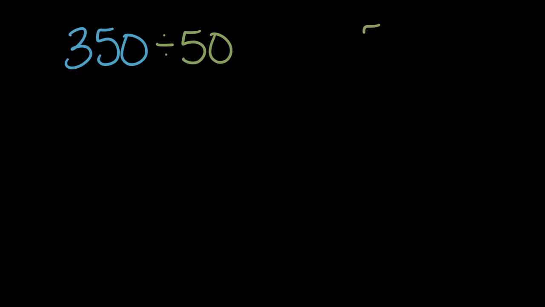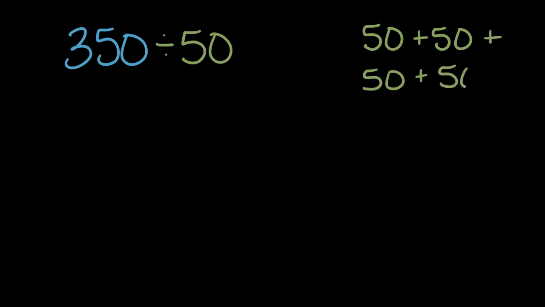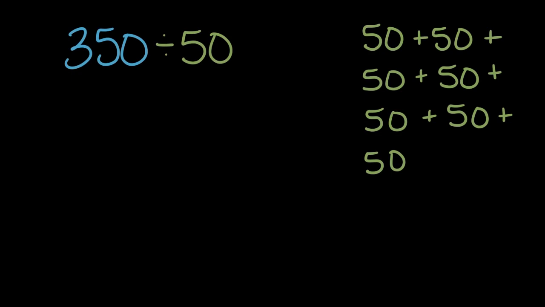One group of 50 would be 50, plus another group of 50 would be 100, plus another group of 50 is 150, another one will be 200, 200 plus 50 is 250, plus another 50 is 300, and plus one more 50 is 350. So when we added all these groups of 50, 50, 100, 150, 200, 250, 300, 350, we ended up with 350. So 350 can be divided into this many groups of 50.